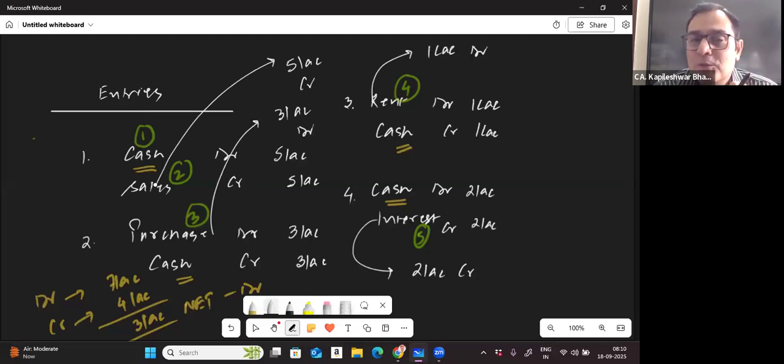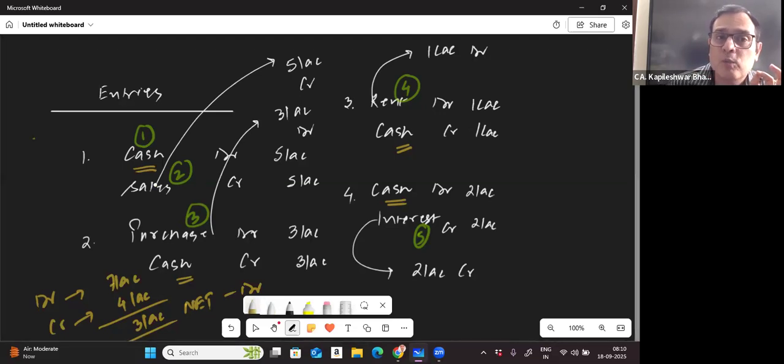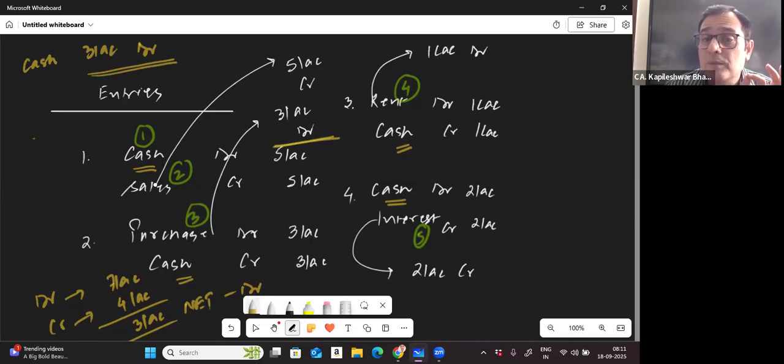And I want to show you something very interesting at this stage. What was the balance in the cash? It was 3 lakhs debit. Now, friends, I want you to see something most important, which will help me take things further. Cash is 3 lakhs debit. Add all the debits. The purchase is 3 lakhs debit, makes it what? 3 plus 3, 6. And the rent is 1 lakh debit, makes it what? Just add all the debits. Cash is 3, purchase is 3, rent is 1.